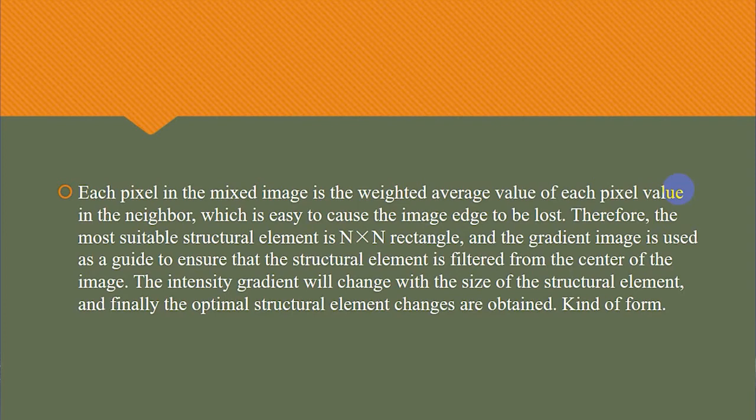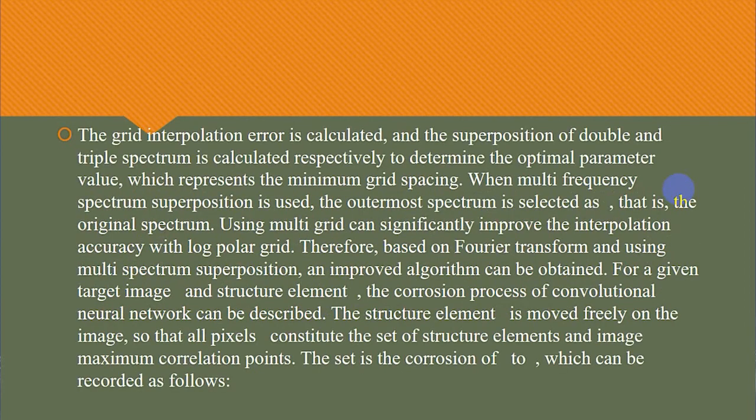Therefore, the most suitable structural element is not an M by N rectangle, and the gradient image is used as a guide to ensure that the structural element is filtered from the center of the image. The intensity gradient will change with the size of the structural element, and finally the optimal structural element change form is obtained. The grid interpolation error is calculated, and the superposition of double and triple spectrum is calculated respectively to determine the optimal parameter value, which represents the minimum grid spacing.